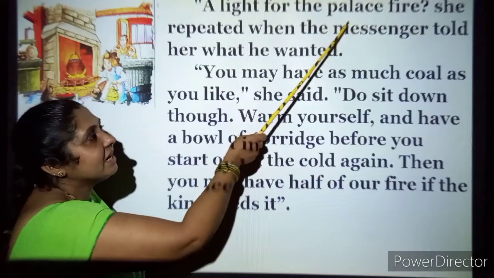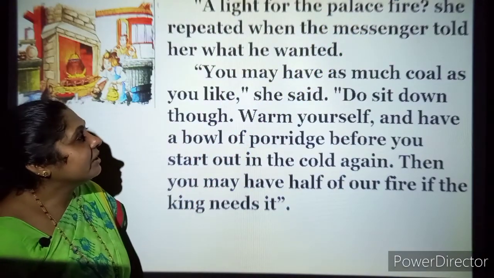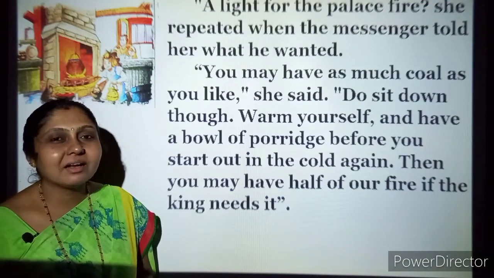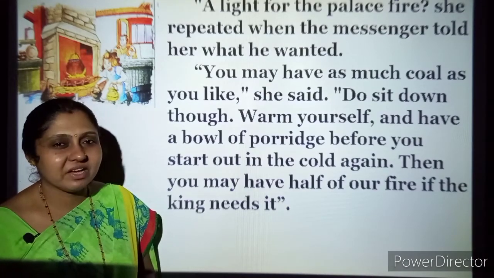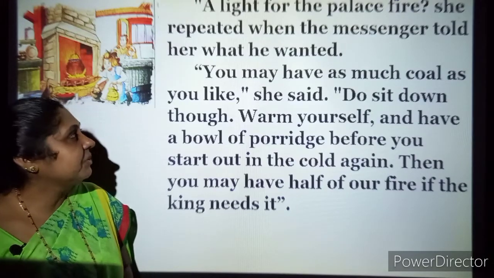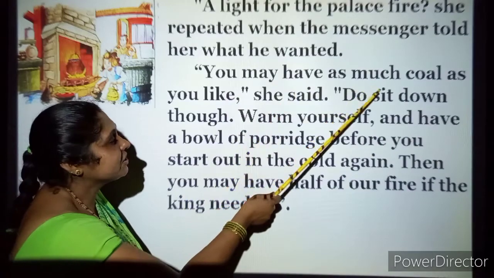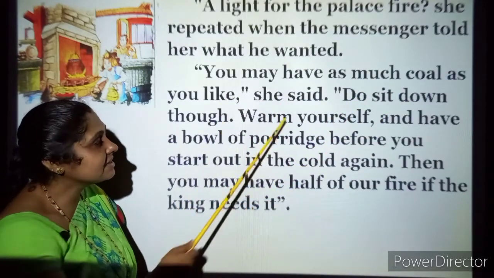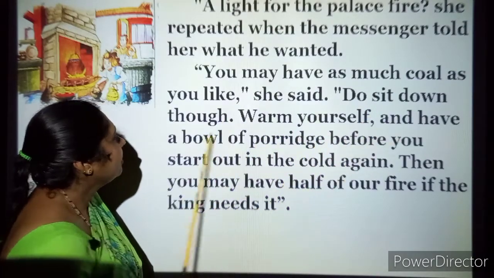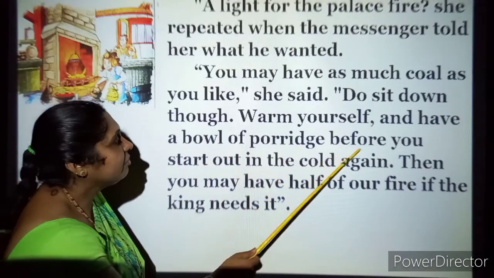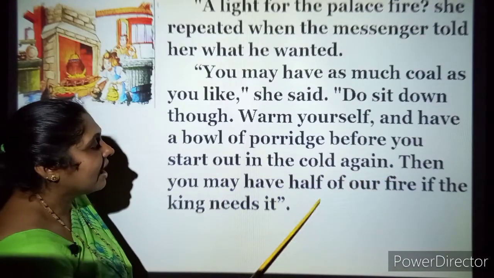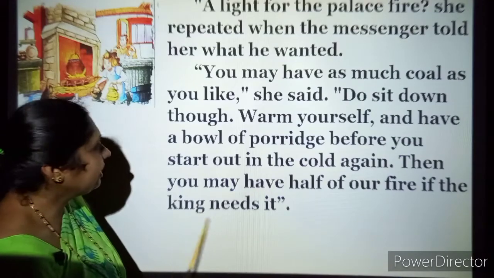"A light for the palace fire," she repeated when the messenger told her what he wanted. So the messenger went and told her, I want light for the palace fire. So the girl again repeated it, a light for the palace fire. She said, "You may have as much coal as you like. Do sit down, warm yourself and have a bowl of porridge before you start out in the cold again. Then you may have half of our fire if the king needs it."